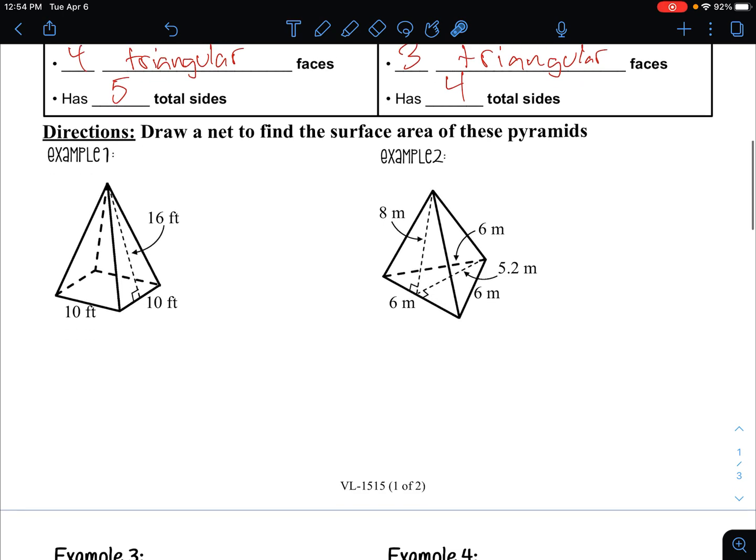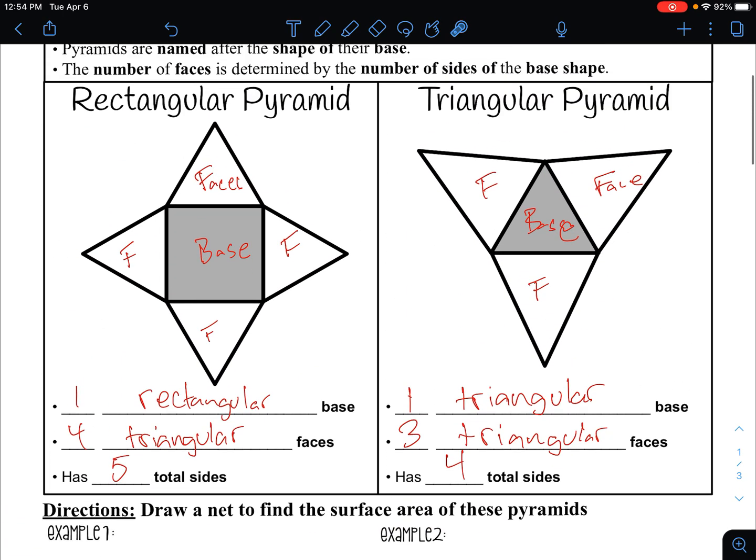All right, they want us to draw a net to find the surface area of each pyramid. So if you look at these nets, this is the base, and you basically fold the sides up, and the triangles meet at the point, at the tip. Same with this one, you just fold these white sides upwards, and then it'll meet at a point at the top.